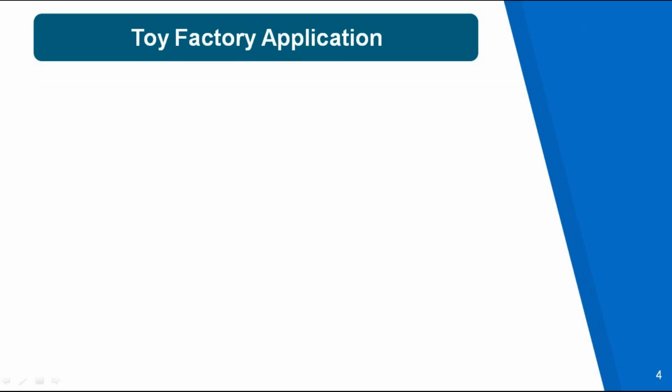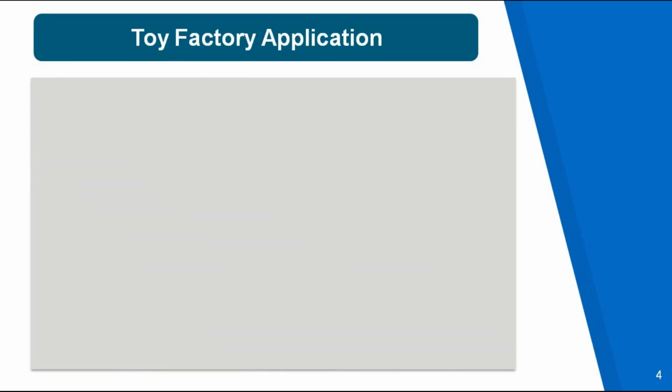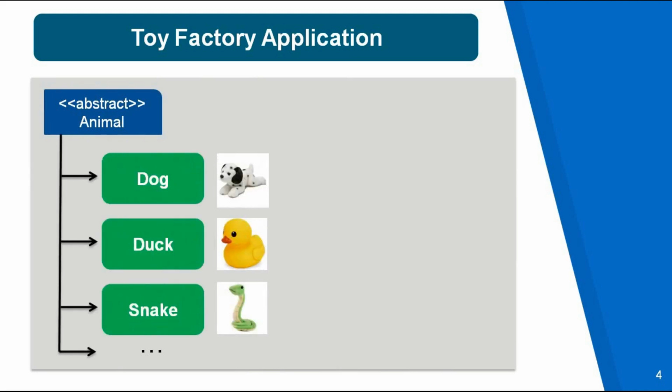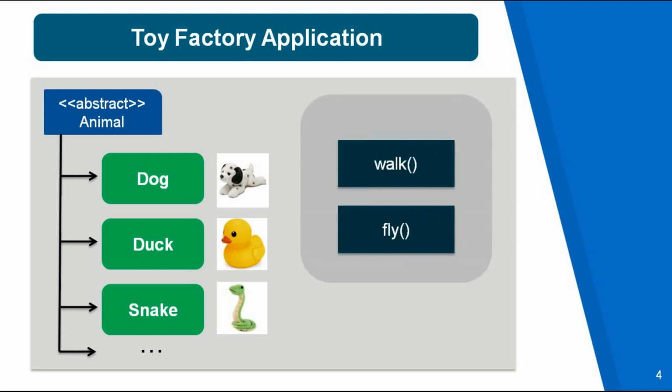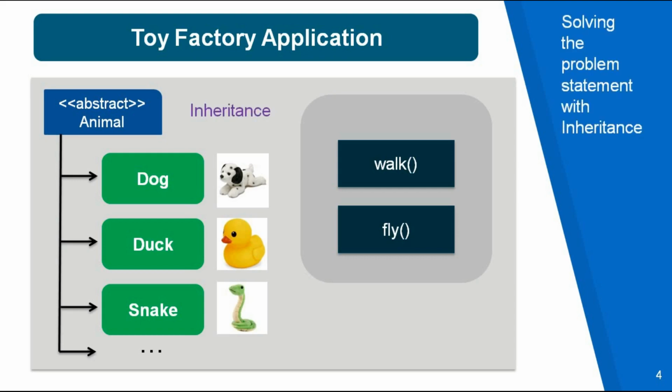So now let's first understand the application structure. Here we have one animal class which is abstract in nature, and all the other concrete classes extend the animal class. Now the walk and fly methods which we are going to add, we can add using two approaches. The first approach is of course using inheritance. So first we will try to solve this problem using inheritance.